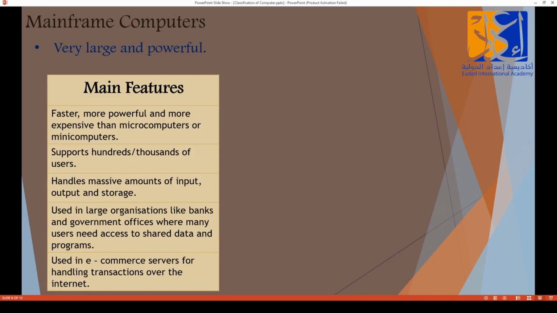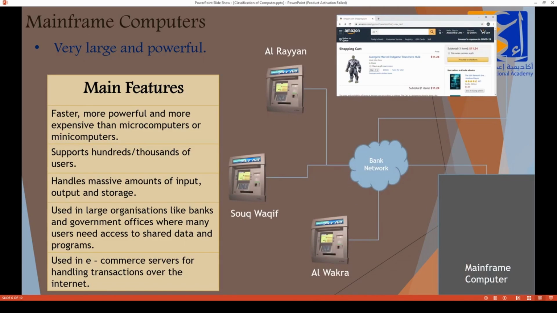Let's see. What can we see here? I can see that there is a mainframe computer over there, and it has its network, the bank network, and you can see the ATM machines. So you can also see over there Amazon page, and that's e-commerce. Okay, so I've given an example that it's also used in e-commerce servers. So this is mainframe computers. Clear?